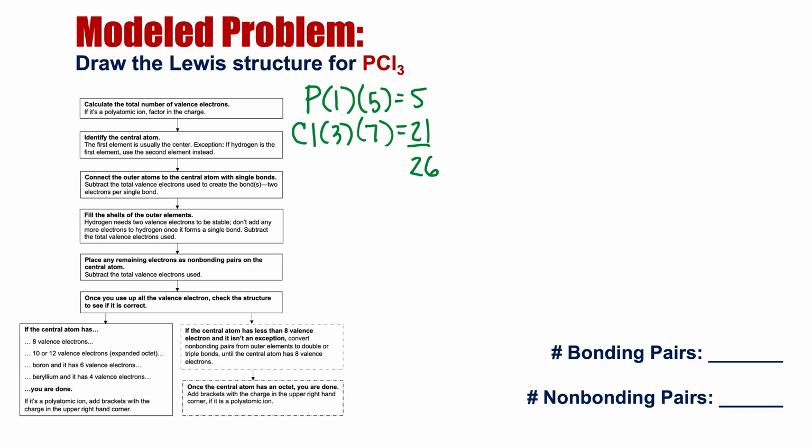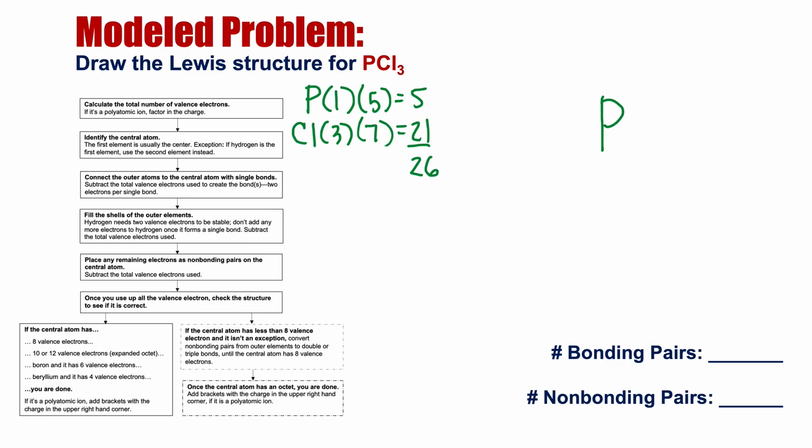Now you need to figure out what the central atom is. It's going to be the first element in the formula. The only exception is hydrogen, which can't be the central atom. So if hydrogen's the first thing, the second element in line is going to be the central atom. So for PCl3, phosphorus is placed in the center.